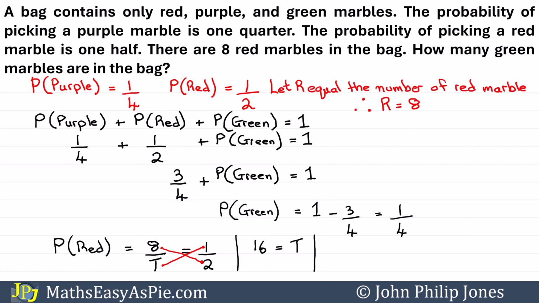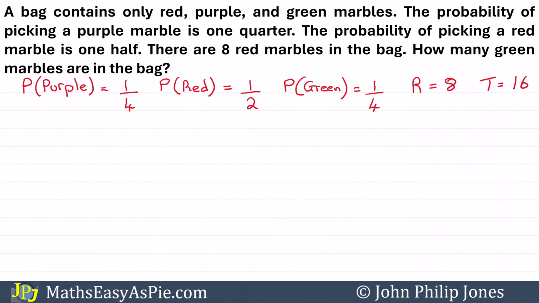We will take the information that is found on this slide over to the next slide, and you can see we have the probability of purple being 1/4, the probability of red being 1/2, the probability of green, which we worked out on the last slide, to be 1/4. R is the number of red marbles in the bag, and we found that T was the total number of marbles in the bag. Let G equal the total number of green marbles in the bag.